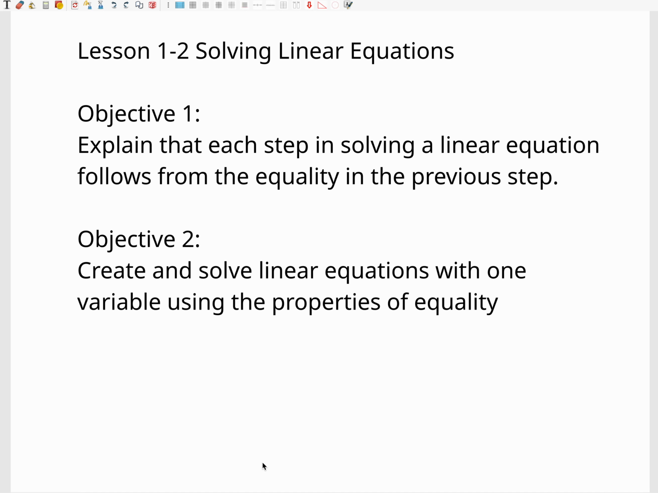But I don't think we're going to do anything super surprisingly brand new in this lesson for you guys. A lot of this should feel familiar, hopefully. So we're going to explain that each step in solving a linear equation follows from the equality in the previous step. And we are going to create and solve linear equations with one variable using the properties of equality. So one variable. You've done one variable equations before. All right, here we go.